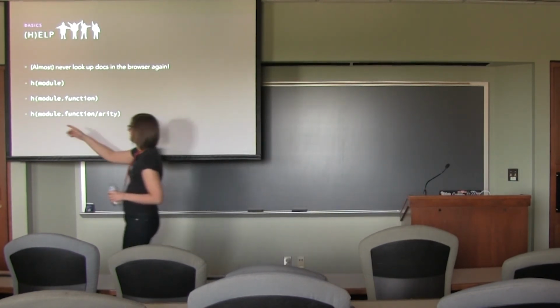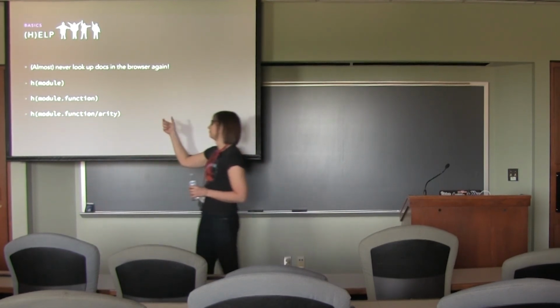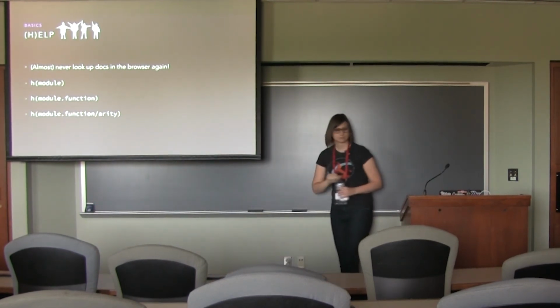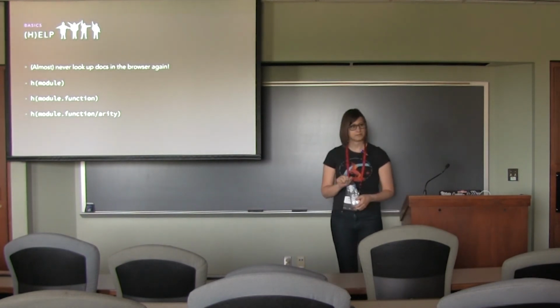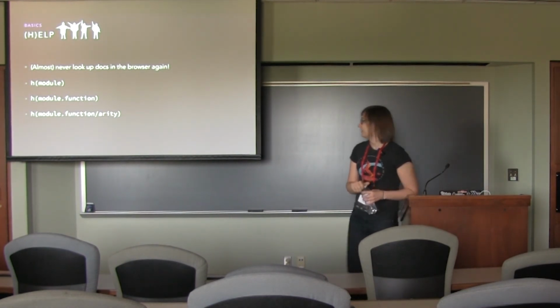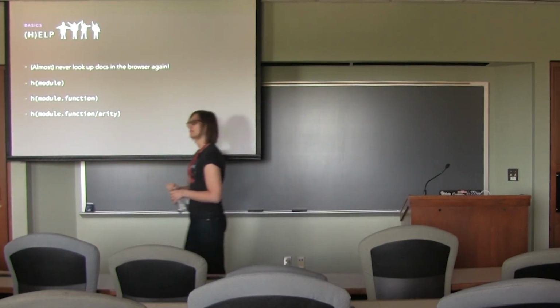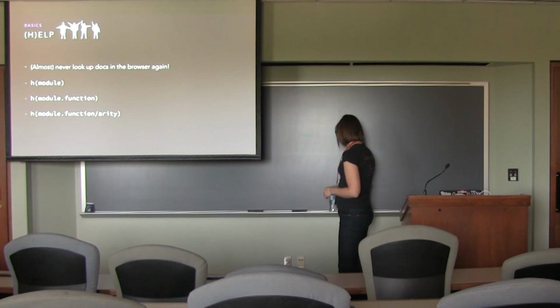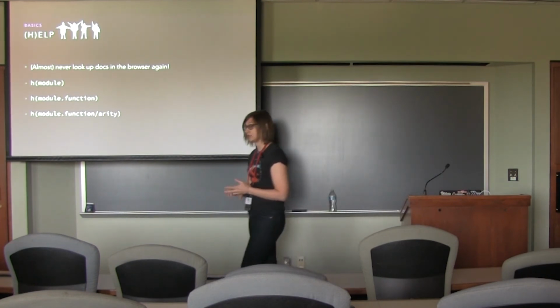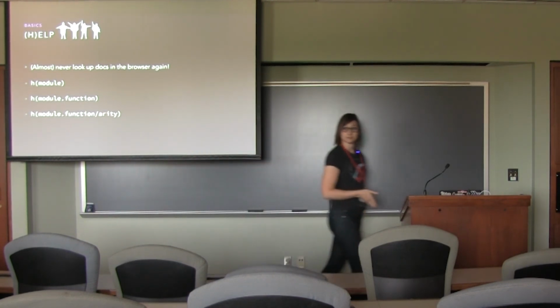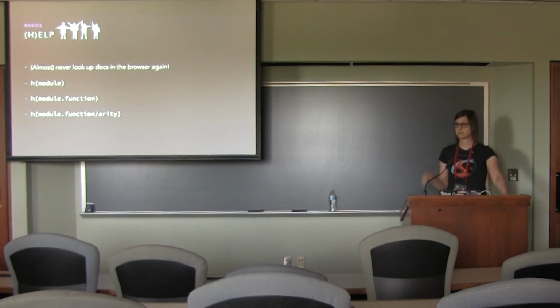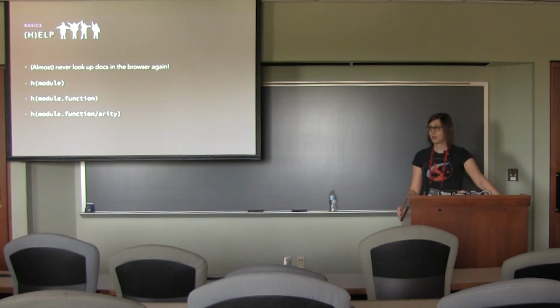We can also do, again, h, let's do Enum.reduce. And you'll get the docs for the reduce function in Enum. And then you can also do it with this /arity, which we'll talk about a little bit more later. But there's two versions of reduce. There's a version with 2 arguments and a version with 3 arguments. So you can say Enum.reduce/3 to get that specific version. This is really, really handy if you're coding on a plane and you want to look up docs really quickly. If you don't want to have to load up the browser and go hunting around.